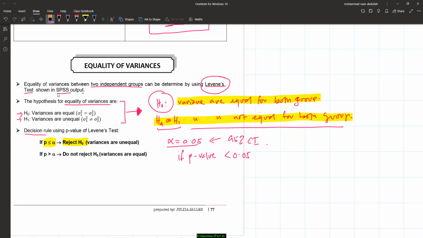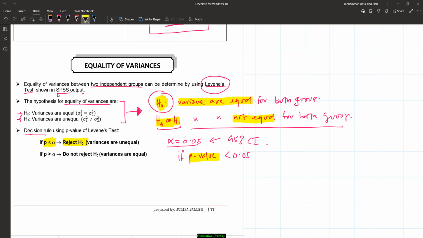I will repeat from the beginning. To test equality of variance for two groups, we're going to use Levene's test. For Levene's test, the null hypothesis is that the variances are equal. The alternative hypothesis, the opposite of the null hypothesis, is that the variances are not equal. So we're going to depend on the p-value.